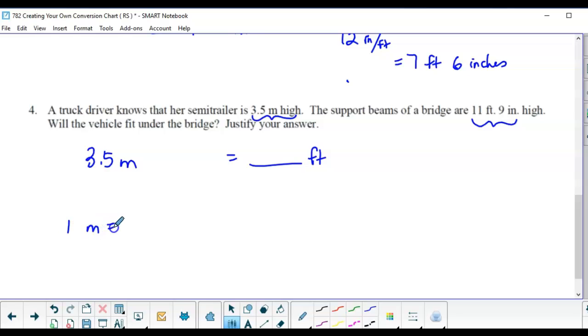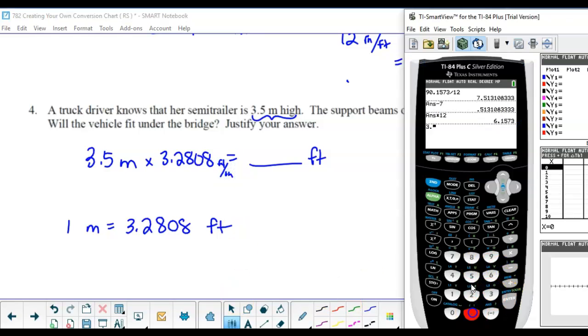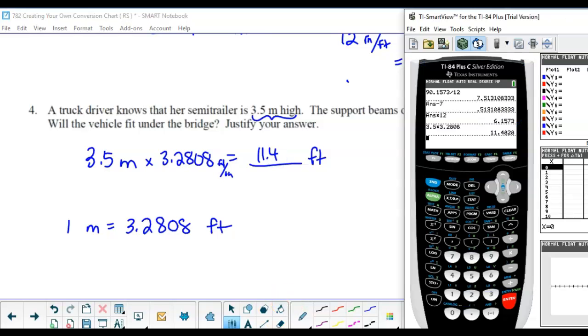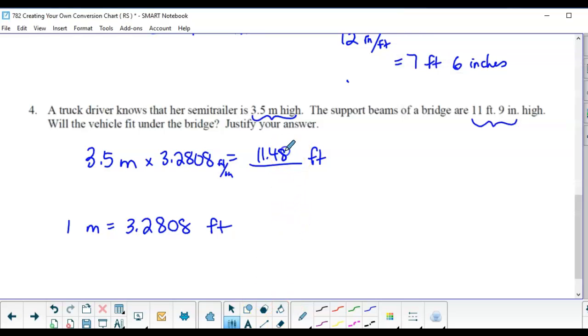Well, 1 meter equals 3.2808 feet. So we're going to multiply. That's feet per meter. So 3.5 times 3.2808 is 11.4828. Okay. So that is how many feet in inches.